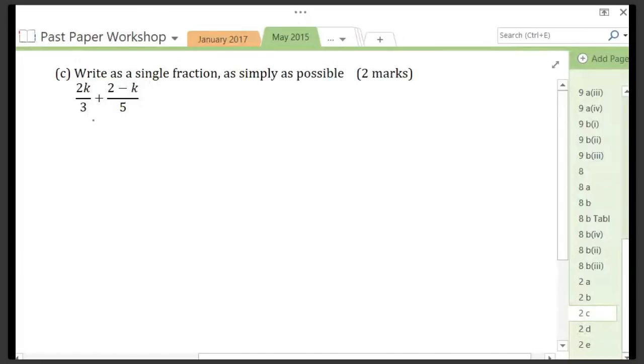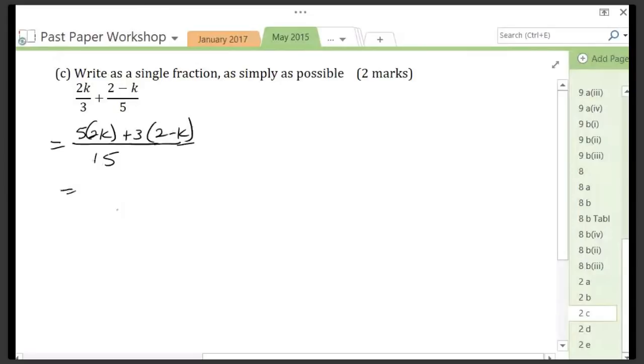This is an algebraic fraction. The LCM of 3 and 5 is 15. So this is equal to 15 here. 15 divided by 3 is 5. 5 multiplied by the numerator here, which is 5 multiplied by 2k. The plus sign comes here. 15 divided by 5 here is 3. This is 3 multiplied by the numerator, 2 minus k.